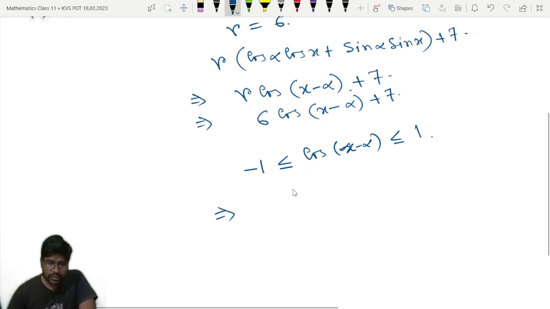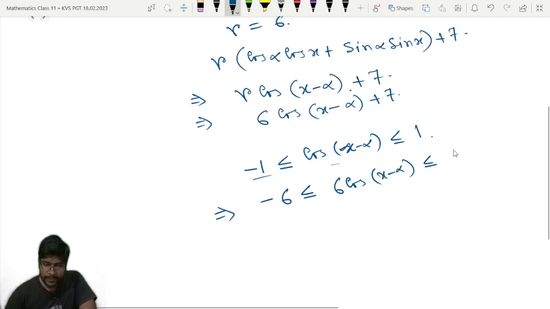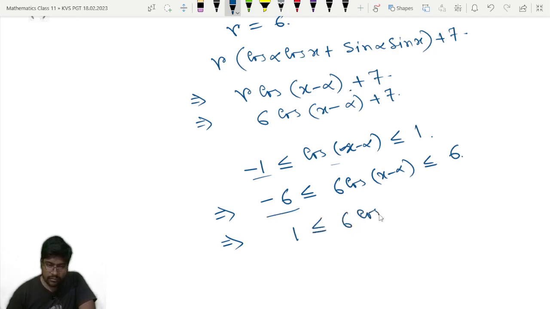So what about 6? Just multiply all the terms by 6. So we will get -6 ≤ 6 cos(x − α) ≤ 6. Okay, now add 7. If you add 7, then here we will get 1 ≤ 6 cos(x − α) + 7 ≤ 6 + 7, which means 13.